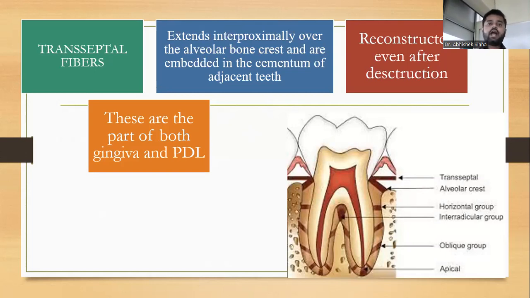How is it a part of gingiva and PDL? Because it is the principal fiber of the periodontal ligament, as well as it is not getting attached to the bone, so it is part of the gingiva. So it's part of both gingiva and PDL.